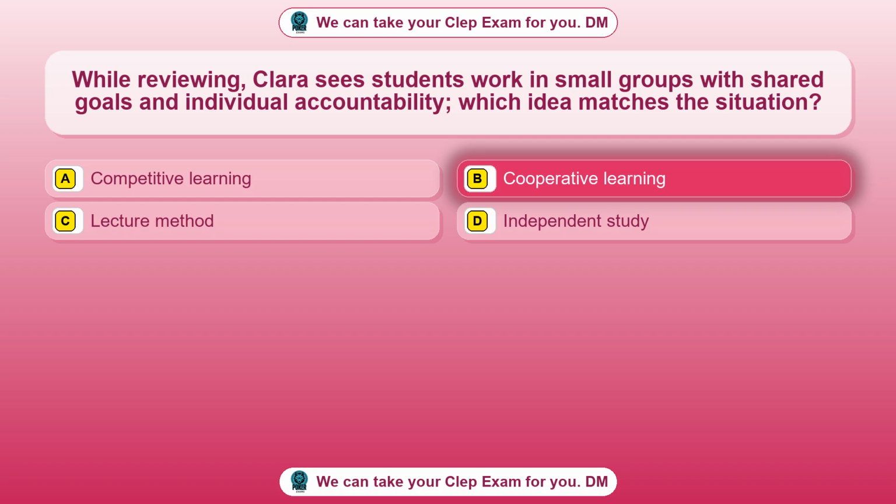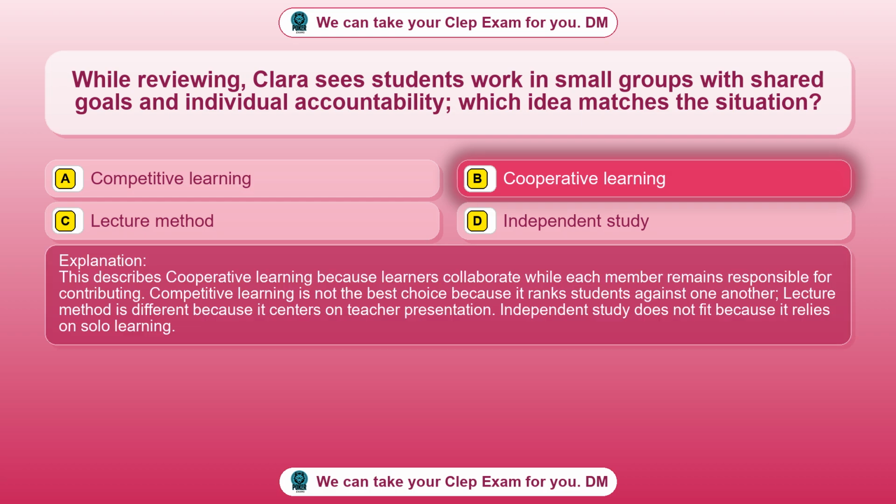Cooperative learning. This describes cooperative learning because learners collaborate while each member remains responsible for contributing. Competitive learning is not the best choice because it ranks students against one another. Lecture method is different because it centers on teacher presentation. Independent study does not fit because it relies on solo learning.